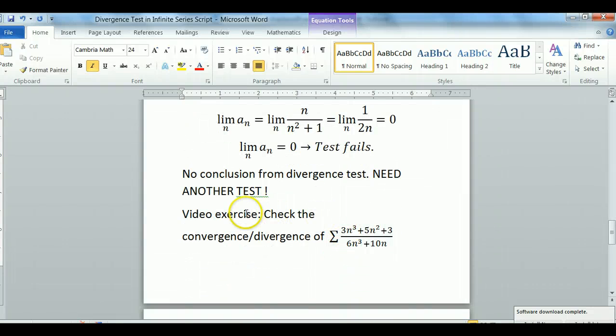Now, as a video exercise, I will ask you to check the convergence and divergence of this particular series.